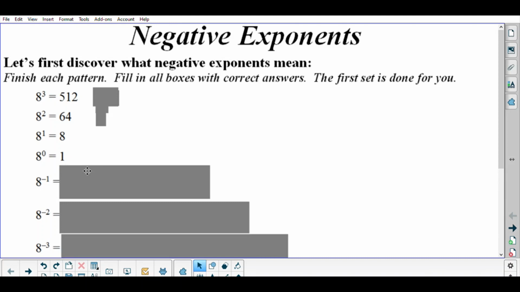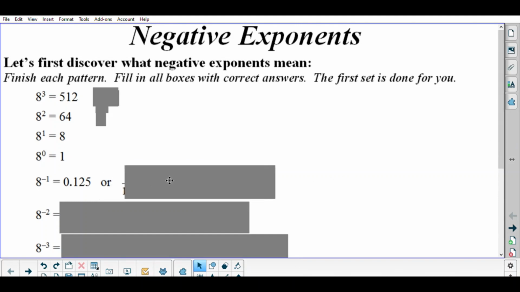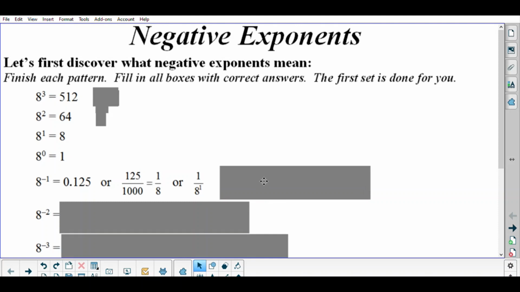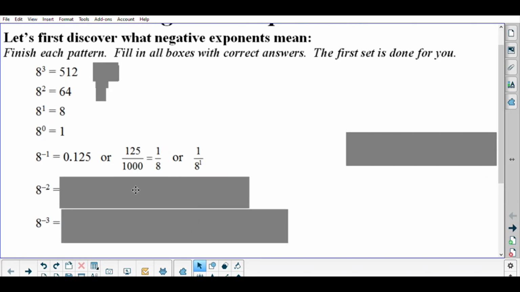8 to the negative 1st power, if you use your calculator, you are going to get this decimal, which is 0.125. Now, in fraction form, that is 125 thousandths. That reduces, and remember, you have a fraction key in your calculator that will reduce fractions for you. That reduces to 1/8. That is the same as 1 over 8 to the 1st power. Now, you probably have no idea why I'm showing it that way. There is a reason. You're going to see it as I show you the next 2 examples.